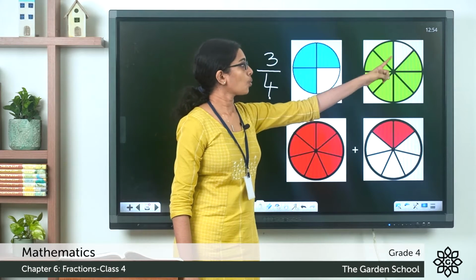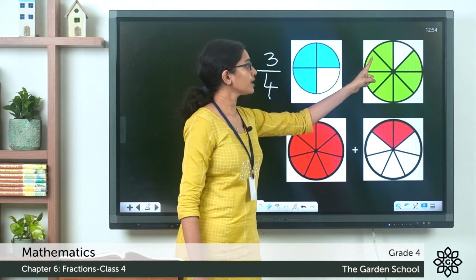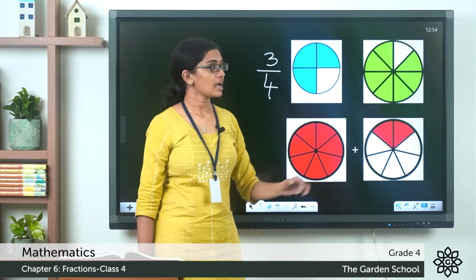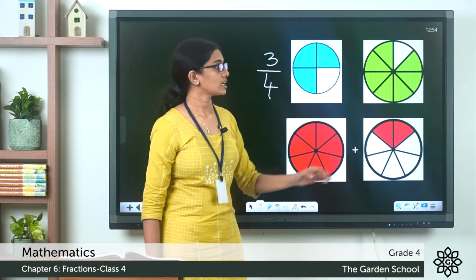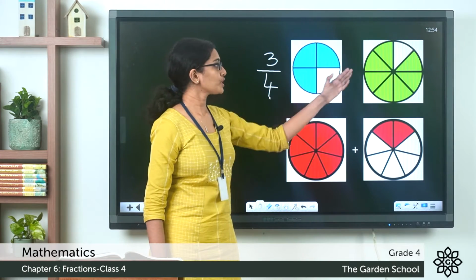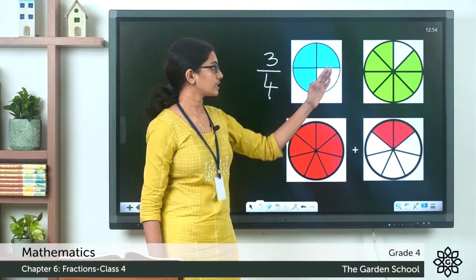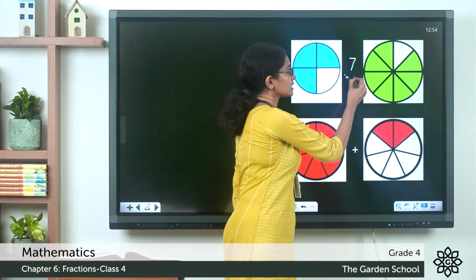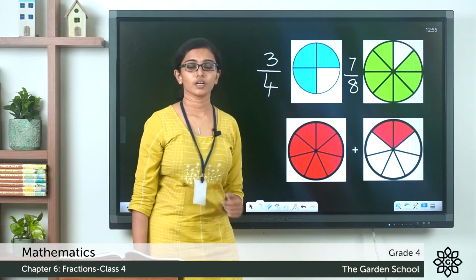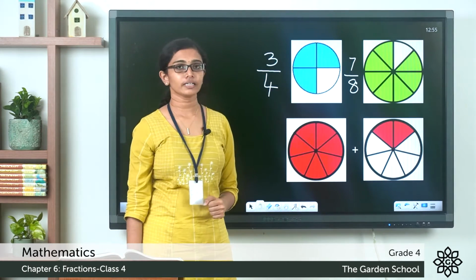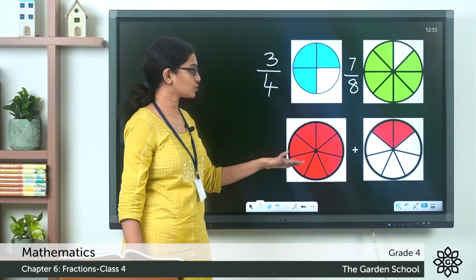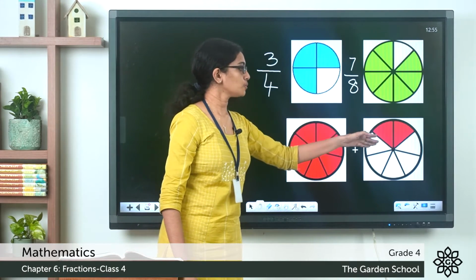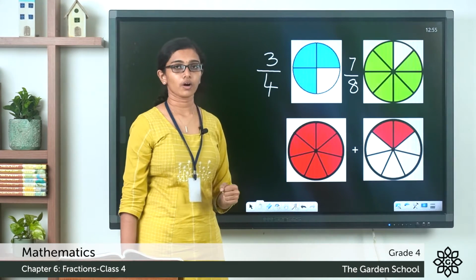In this case, one whole is divided into 1, 2, 3, 4, 5, 6, 7, 8. 8 equal parts. And out of these 8 equal parts, 7 are colored. So what is the fraction of the colored part in this case? The fraction of the colored part in this case is equal to 7 by 8. Clear? Now, in the third case, you see it's a combination of these two pictures. You have one whole colored and you have a few parts of the circle or one whole colored.